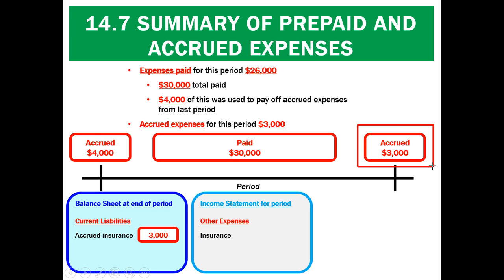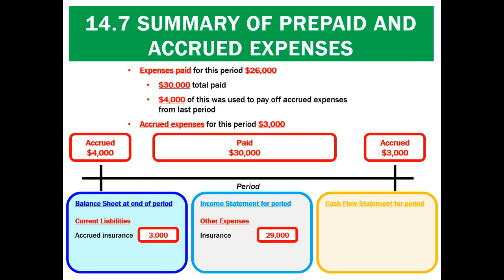These have been incurred this period but not yet paid, so they are still an expense that we need to record. Looking at it in summary, we've got the $26,000 that's been paid for expenses of insurance this period, plus the $3,000 that's been incurred but not yet paid. The income statement is going to show total expenses of $29,000.